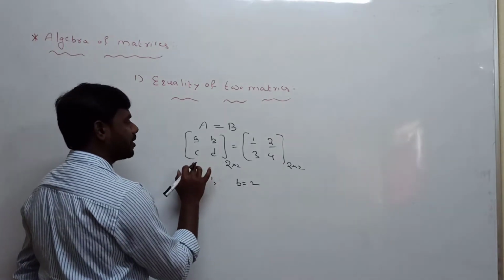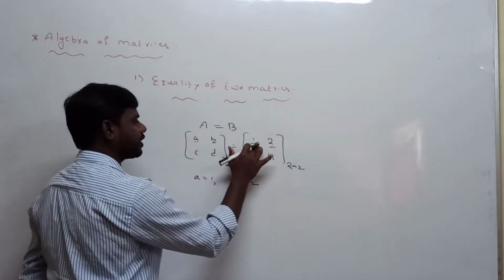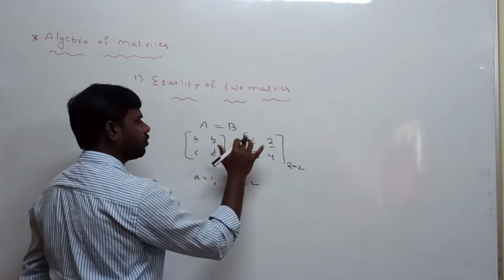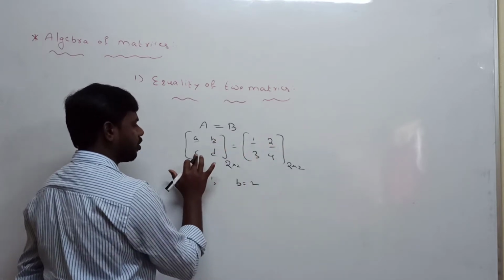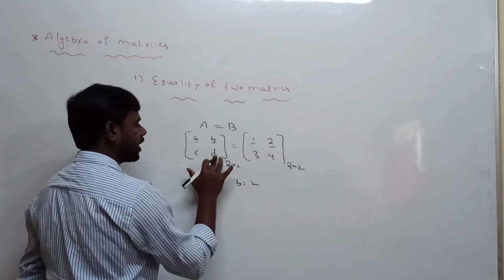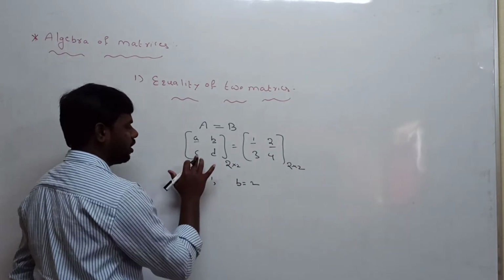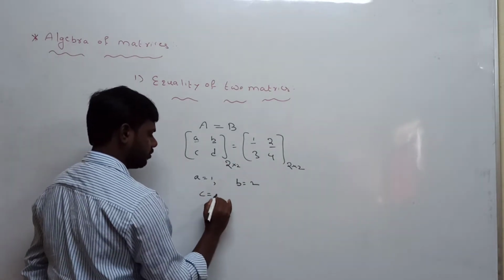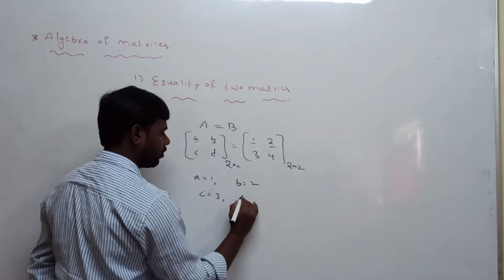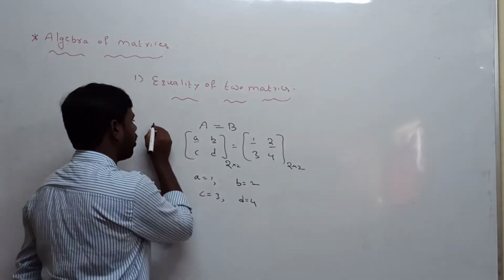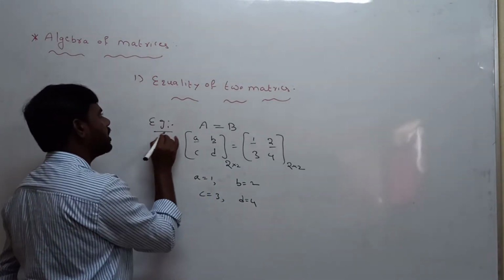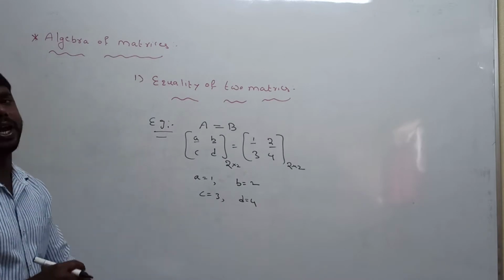Next, corresponding elements are equal. First place is equal to first place. First row, second place is equal to second place. Second row, first place is equal to first place. Second row, second place is equal to second. C is equal to 3. D is equal to 4. This is an example of equality of two matrices.